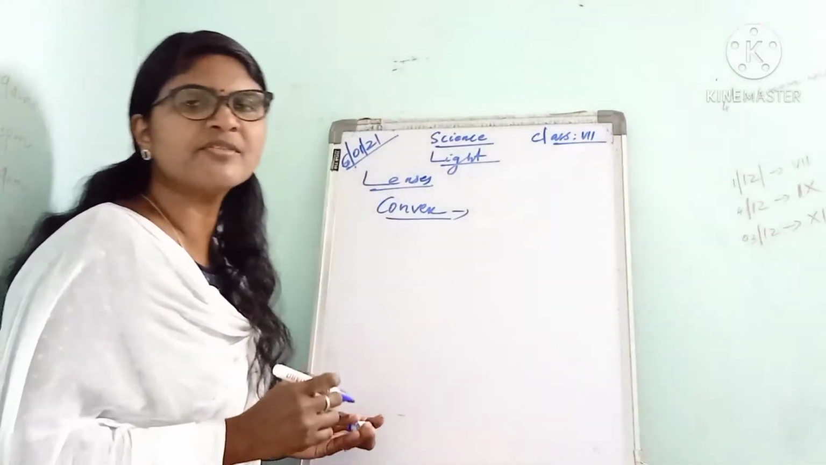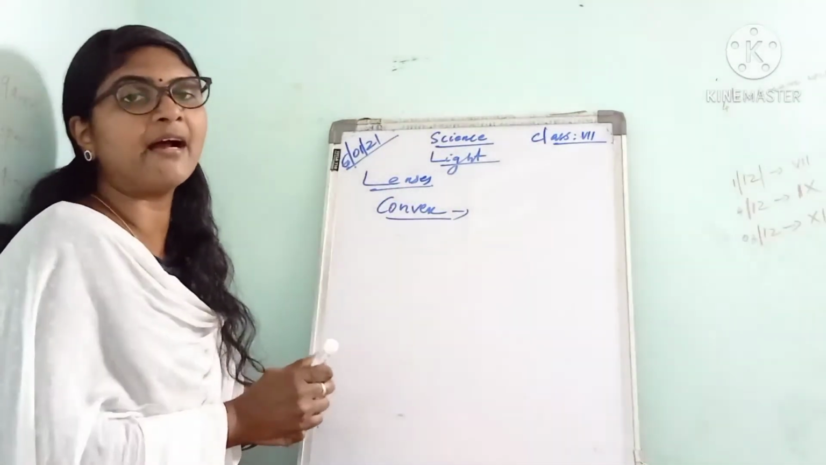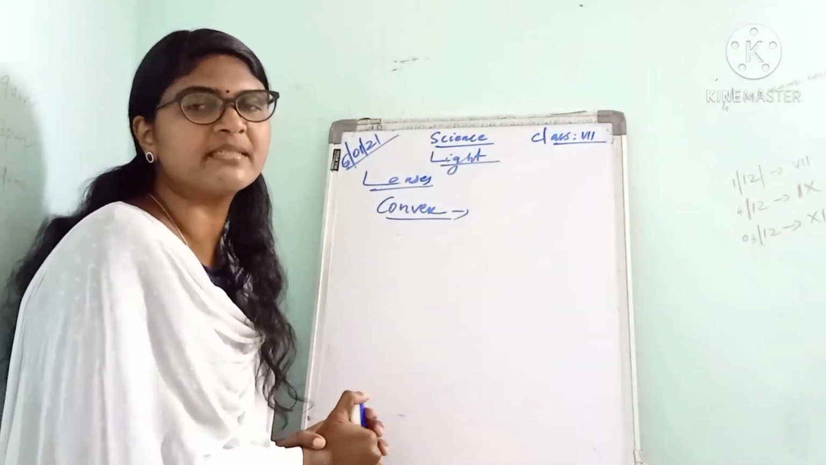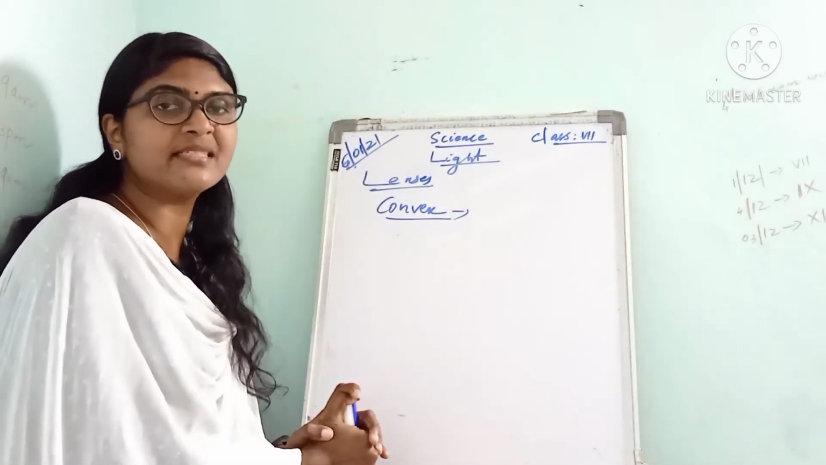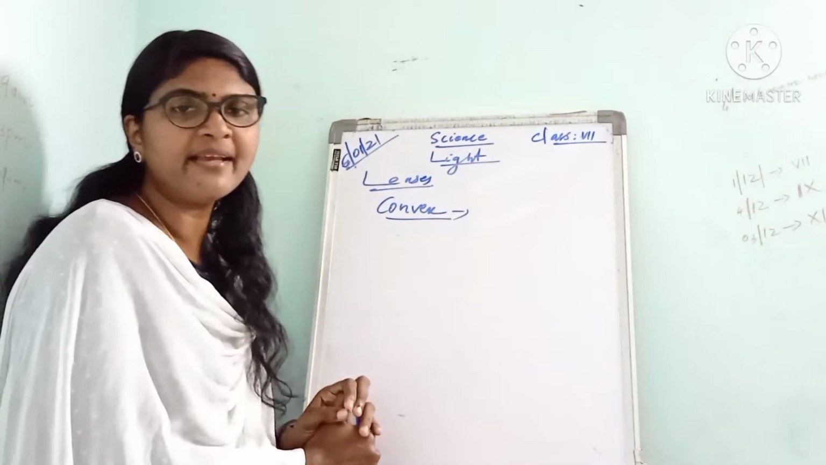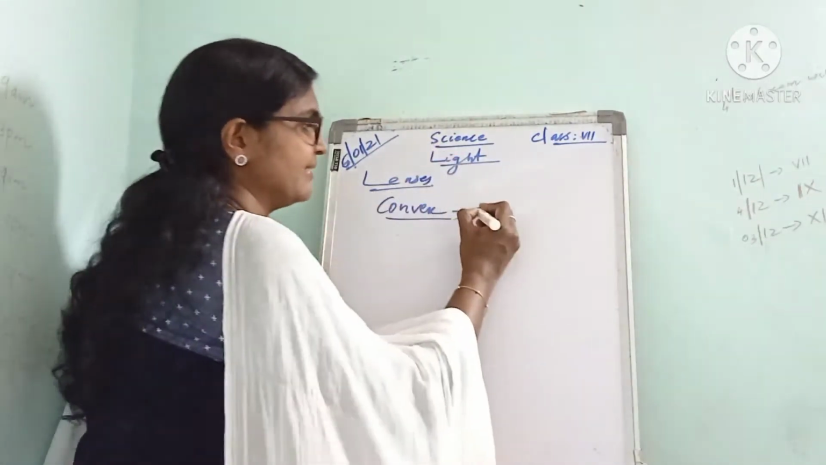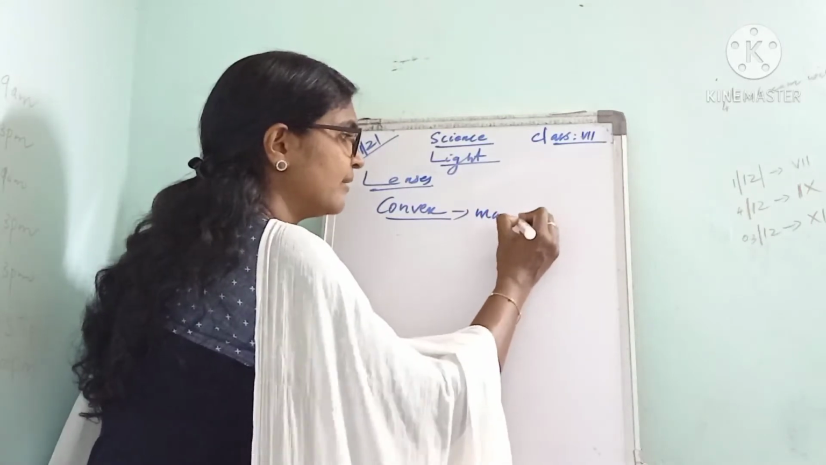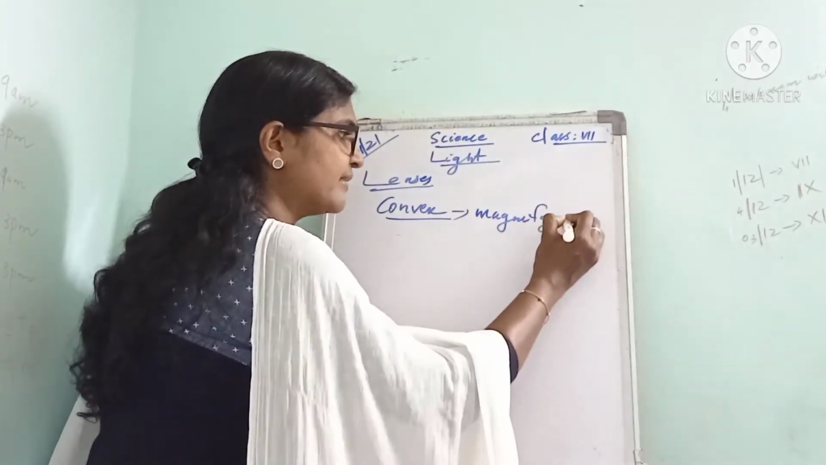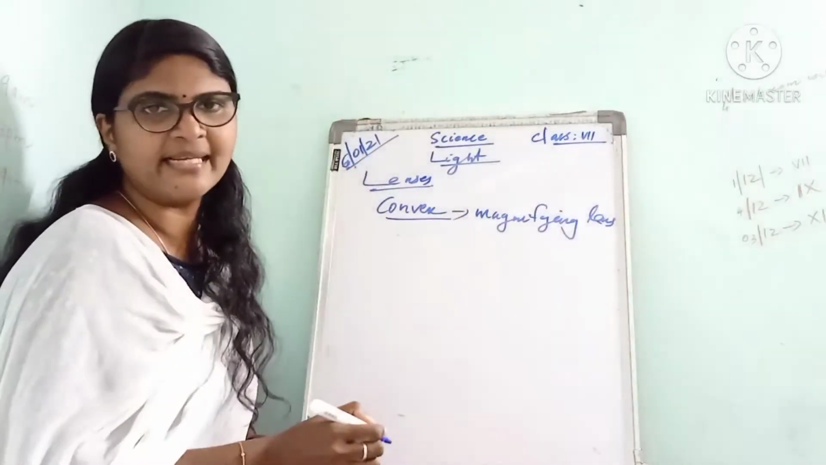Most of you have seen a magnifying lens. Palmists use a magnifying lens, and watchmakers also use a magnifying lens. A magnifying lens is actually a convex lens.